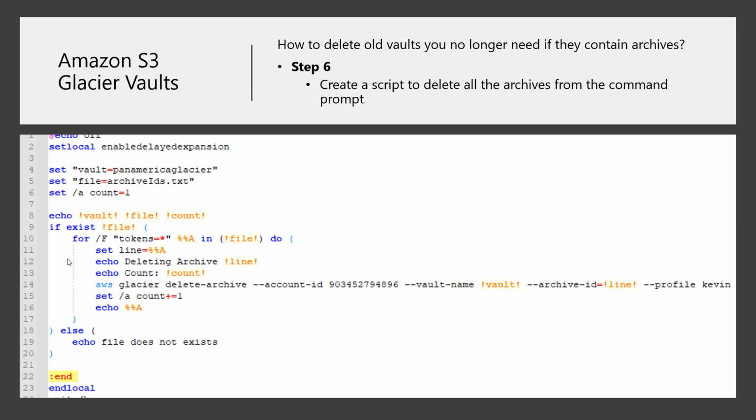And then for every line that it reads, for every archive ID that it reads, it will run the AWS Glacier delete archive command. Obviously, you need to make sure you reference the right account ID. We're referencing the variables for the vault, the line, and don't forget, you're going to be running the command under the profile of, in my case, Kevin, and obviously in your case, you will have your own profile configured for the CLI. And then it counts up to the next line, and then it carries on, so on and so forth. So feel free to use this script that's available to use as well.